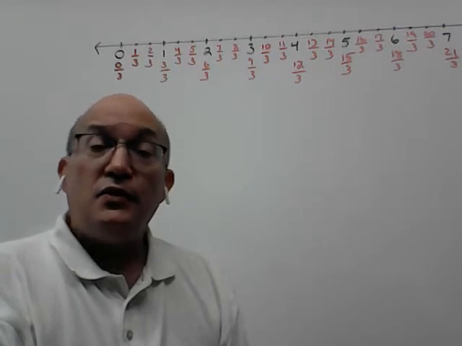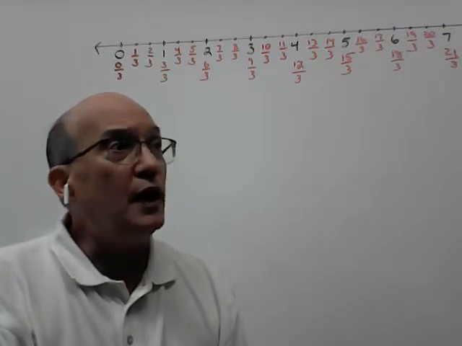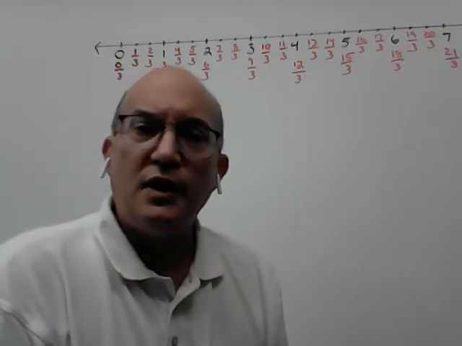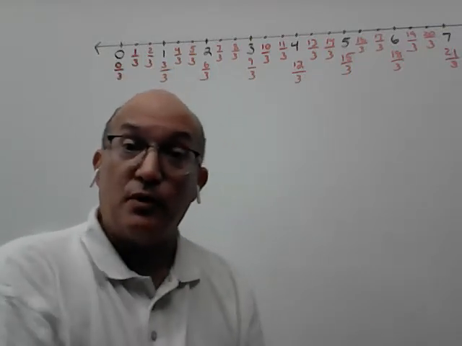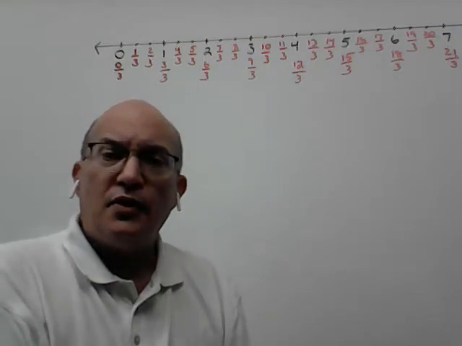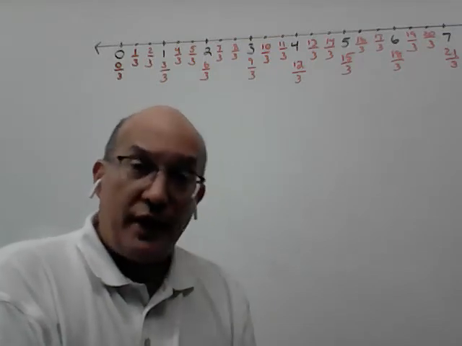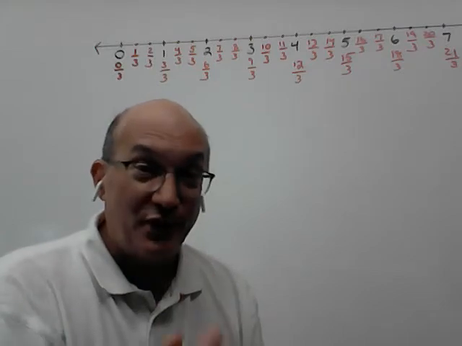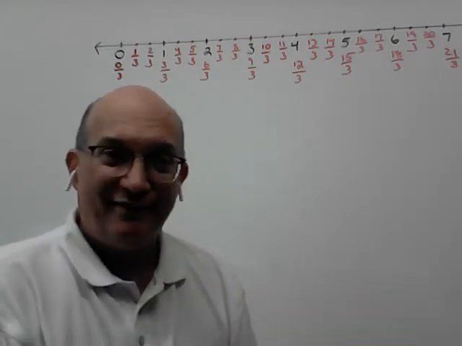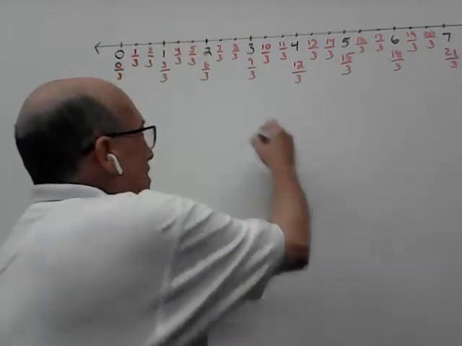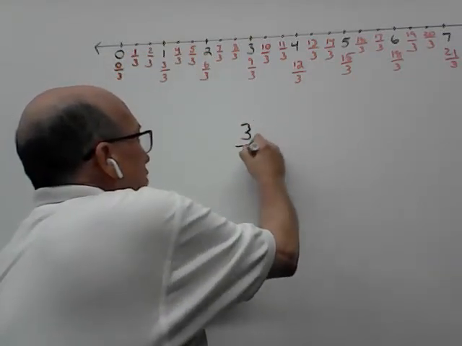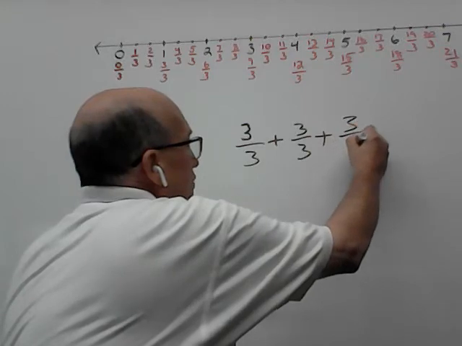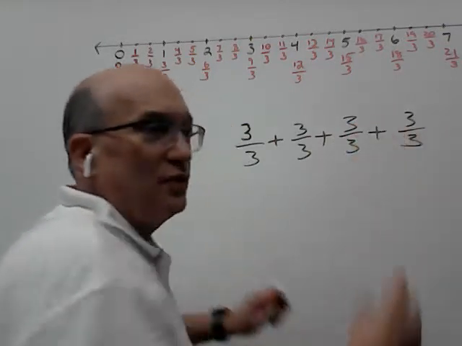And speaking of easy, how about adding a bunch of ones together? I don't know if you ever thought of it this way before, but counting is simply a matter of counting with the natural numbers the way we all learn when we're very young. It's nothing more than adding one and adding one again and adding one again. One plus one plus one plus one. That's four ones, this is four. So let's do that. 3/3 plus 3/3 plus 3/3 plus 3/3.